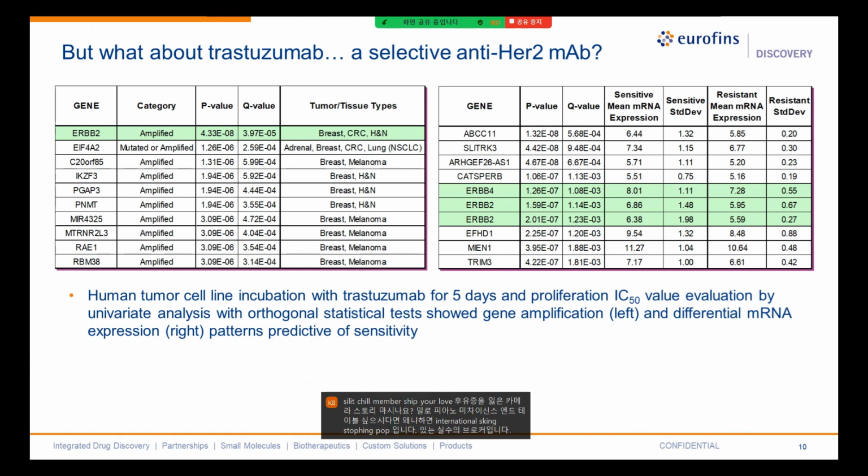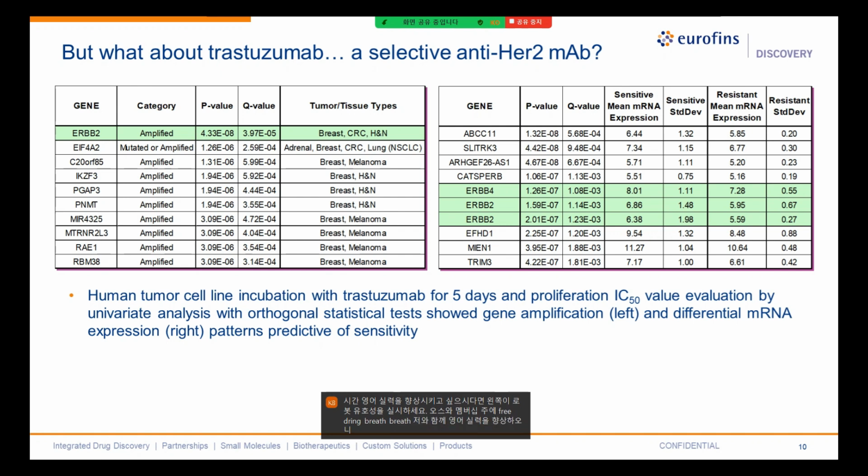When we look at differential gene expression, and that is shown in the table on the right, we also see ERB2 overexpression as correlating with sensitivity to trastuzumab, and that's shown in the green. There are two entries here because there are two different probes that are used. But what you'll also notice is ERB4 is there. Now, ERB4 is also a member of the EGF receptor family, as is ERB2. But ERB4 is correlating here with sensitivity to trastuzumab.